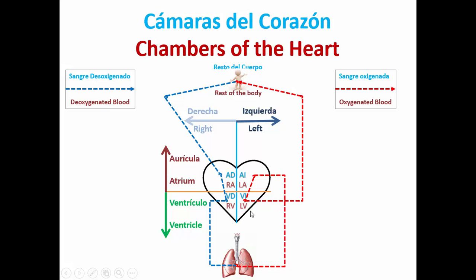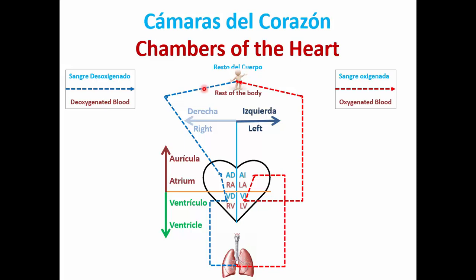And how does blood flow through these chambers? Well, it comes from the body, enters the right atrium, then passes to the right ventricle. This blood then goes to the lungs, then it goes back to the heart, into the left atrium, then to the left ventricle, and then it goes back into the body. So there's something important to understand about this.